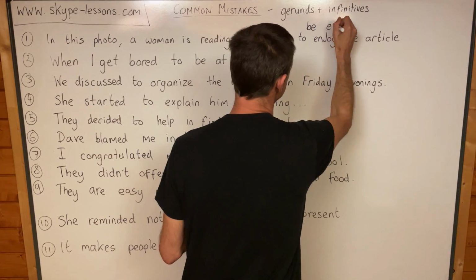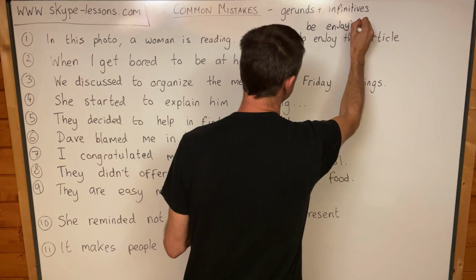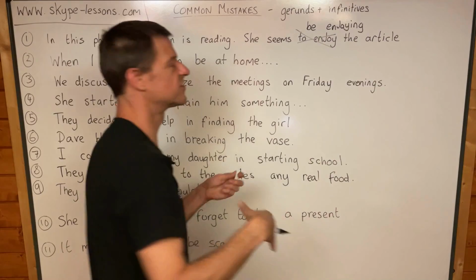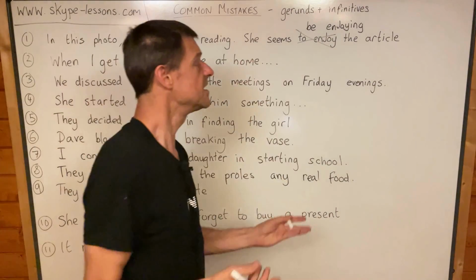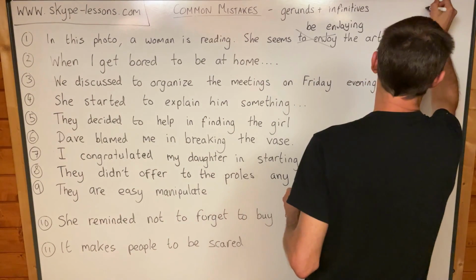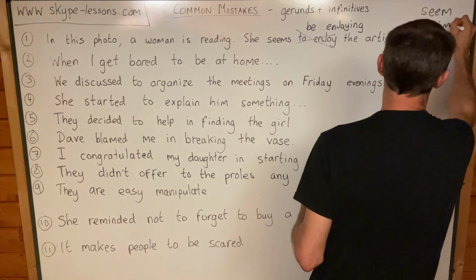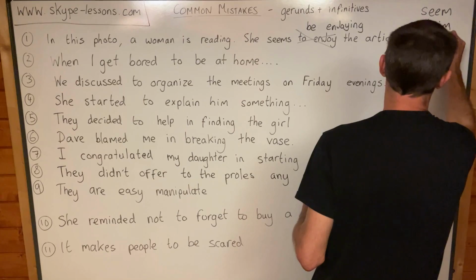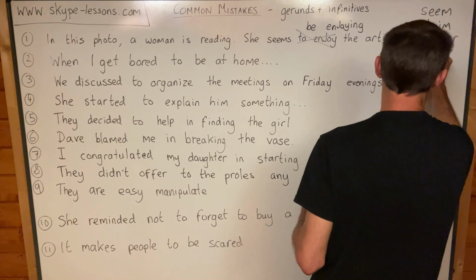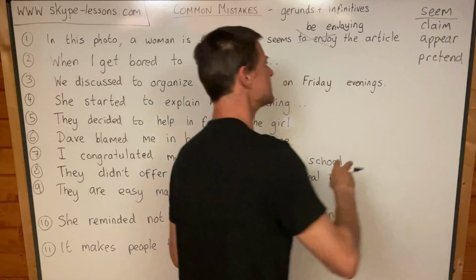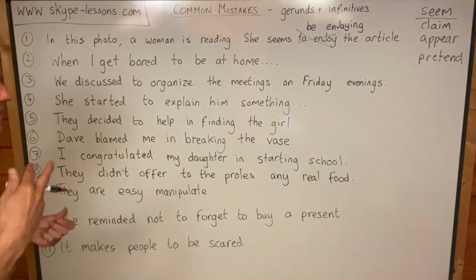And it really needs to be like this. It is actually a mistake to say seems to enjoy. Yeah, it's not just simpler, but it's actually a mistake. Because with some verbs, and seem is the most important verb here, seem, claim, appear, pretend. Let's just look at these four. We've looked at them before in other lessons. But I want you to remember that, especially with that top verb, it's come up again and again and again.